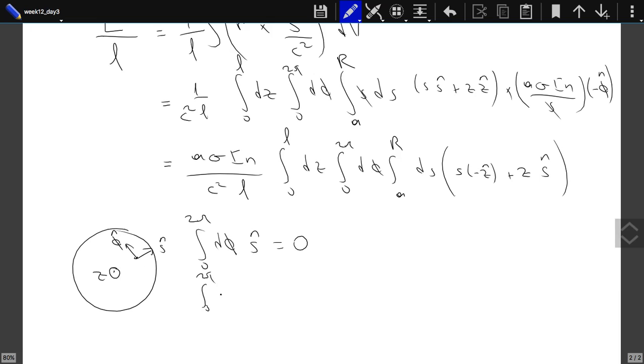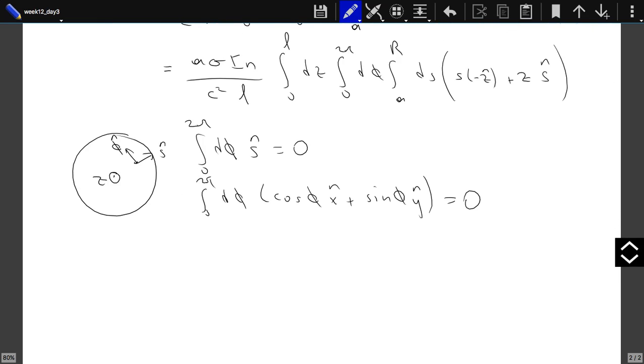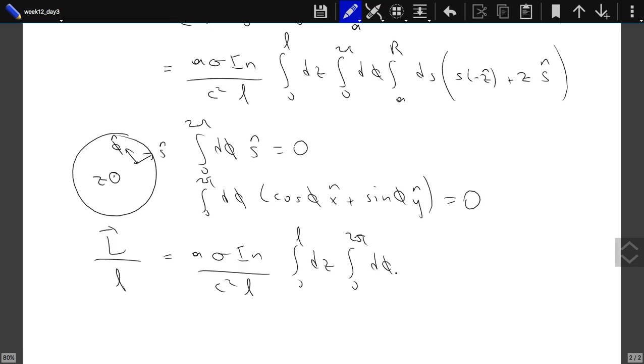Why? Basically because from 0 to 2 pi d phi, s hat is nothing but cosine phi in the x hat plus sine phi in the y hat. The integral of both cosine phi and sine phi over one period is 0. So we get the angular momentum per unit length is a sigma I n over c squared L, integral from 0 to L dz, from 0 to 2 pi d phi, from A to R ds times s in the minus z hat direction.